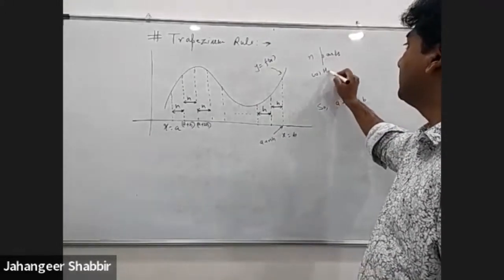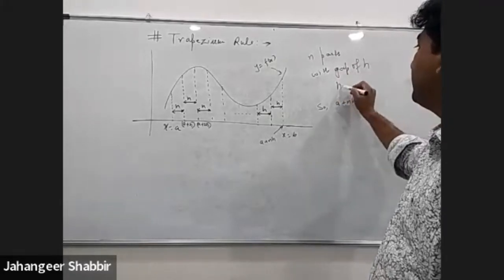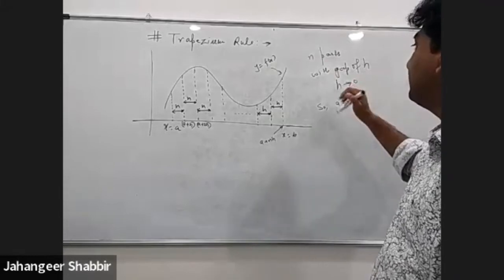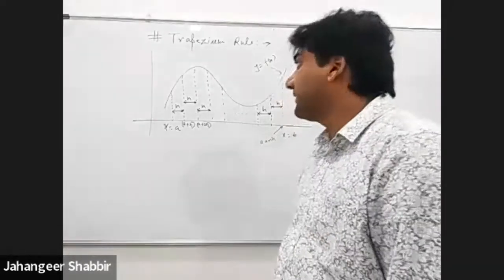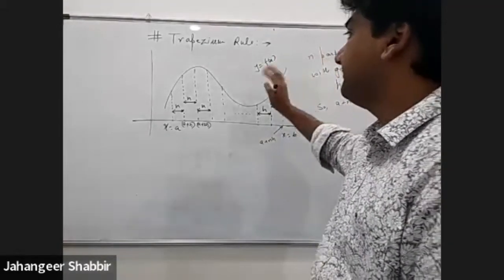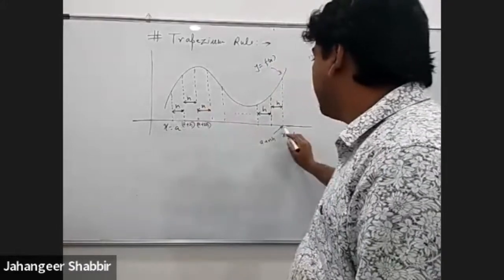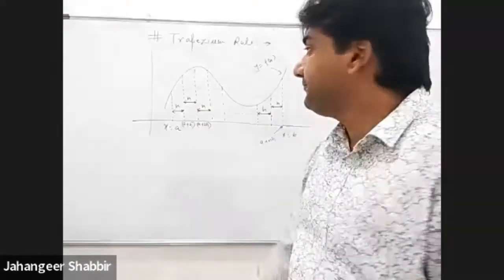with a gap of h, but h is very small. H is the gap, but h is very small, right? It tends to 0. That's very, very small. By the way, how many cuts we have made? N. So this is a and this is b, and from a to b it is divided in n parts.